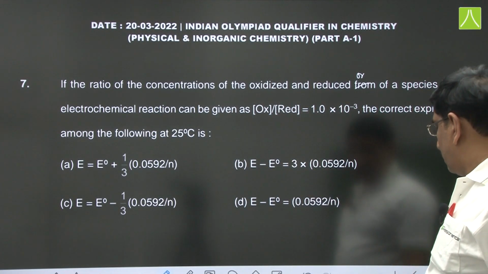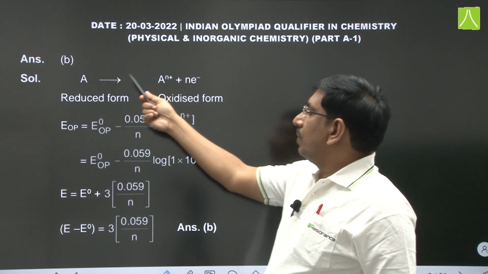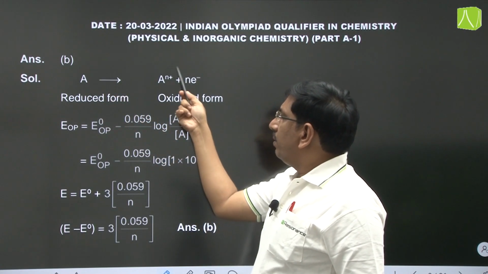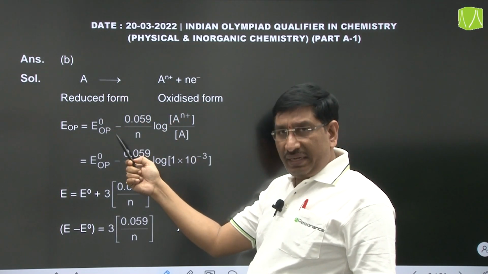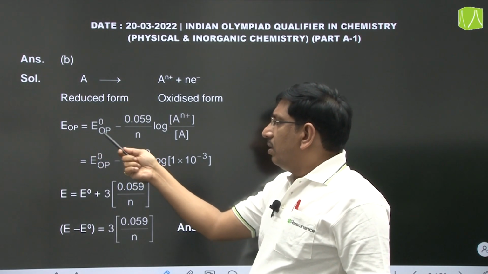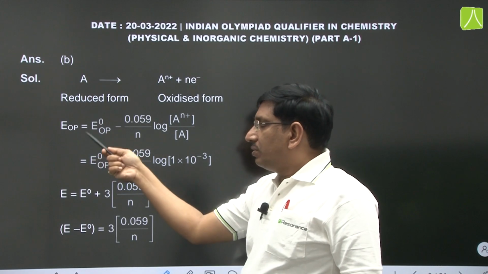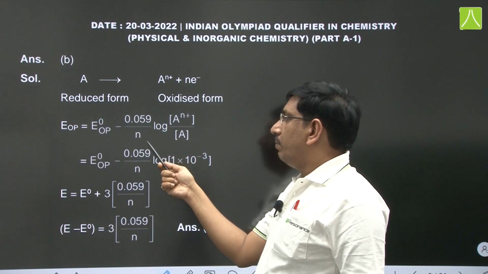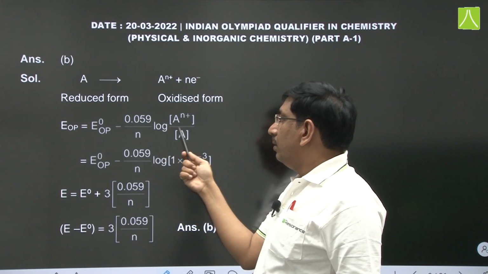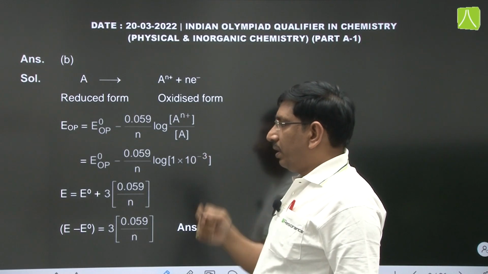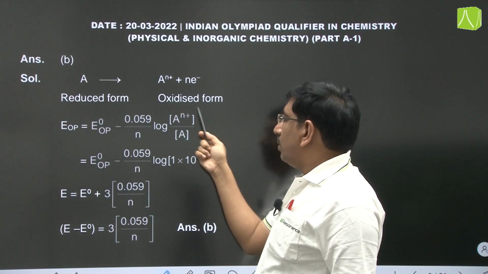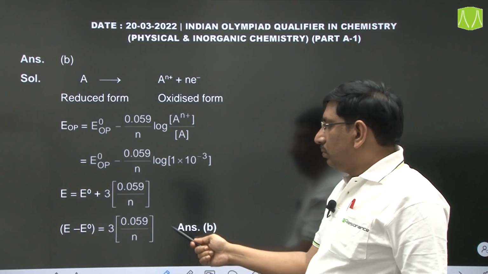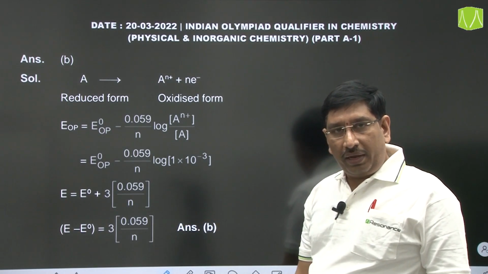25 degrees Celsius is. You see, if an element is oxidizing, then it is said to be the reduced form, and the other is said to be the oxidized form, and according to Nernst equation you can write this as EOP, that means oxidation potential, is equal to standard oxidation potential minus 0.059 by n log oxidized form upon reduced form. Here this ratio is already given, so substitute this and you will get E minus E naught equal to 3 into 0.059 by n.